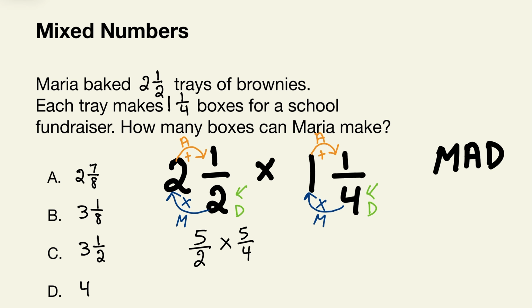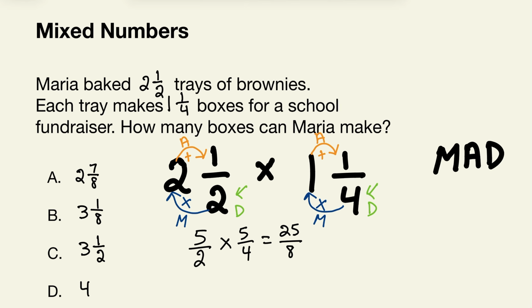Next, you're going to multiply the numerators, and then you're going to multiply the denominators. Okay, so multiplying across the numerators is 5 times 5 is 25. Multiplying across the denominators, 2 times 4 is 8. So we have 25/8, which is an improper fraction, but we need to convert it back. So to change it back into a mixed number, we have to divide the numerator by the denominator. So ask yourself, how many groups of 8 fit into 25?